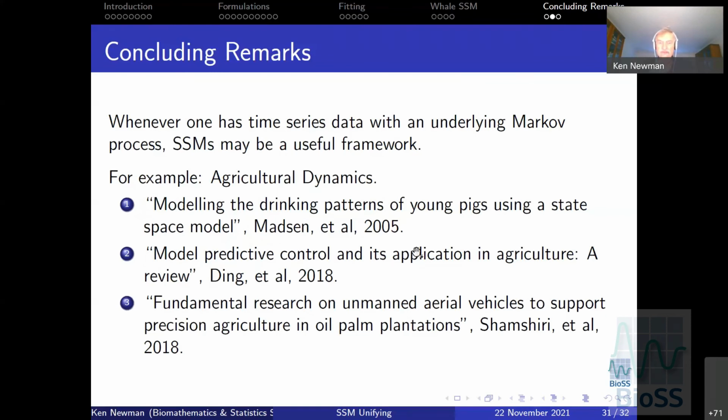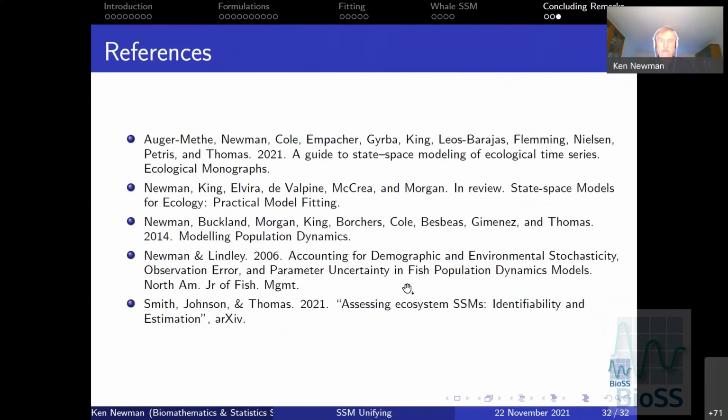And on the last slide of material, I just want to point out again that state space models are useful for anything that's got a time series with an underlying Markov process. I did a Google search a few days ago, searching on agricultural science and state space models, and these three examples came up. I just want to point out this last example, which was the use of drones in precision agriculture and how state space models are being used in that area as well. And then here's my last slide with references to some of the work mentioned here.